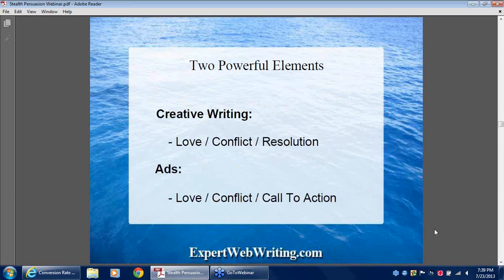There are two powerful elements that I want to talk about in lowering sales resistance. I've borrowed this from authors and really good copywriters, and this has been a lot of fun, and I've experimented quite often with it. Ads take their cue from creative writing. If everyone's been to a creative writing class, there are three elements to a good story, kind of like a beginning, middle, and end. First off, it's love, conflict, and resolution. A perfect story outline is very simple.